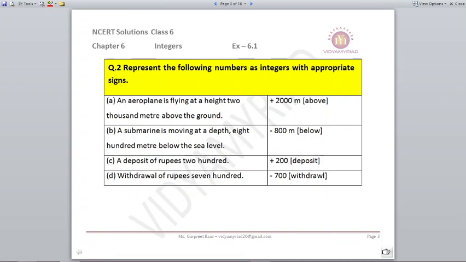B part. A submarine is moving at a depth 800 meters below the sea level. So below we represent by minus sign. So it becomes minus 800 meters. A deposit of rupees 200. We are adding money into it. That means deposit. Deposit means plus. And withdrawal of rupees 700, withdrawal means you are taking it out. So it becomes minus 700.